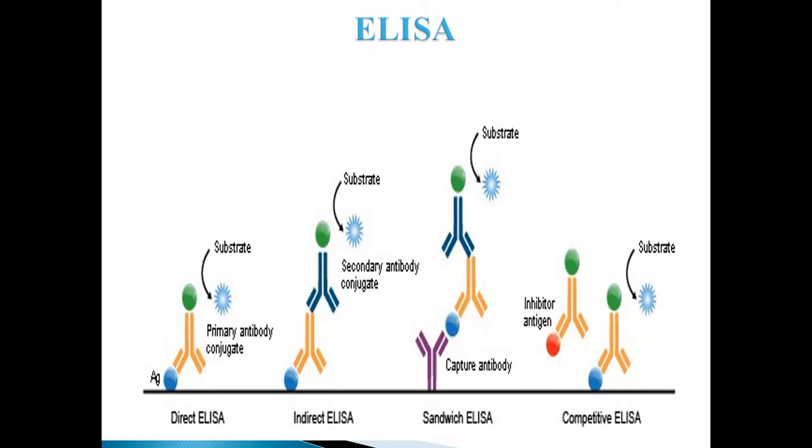Sandwich ELISA detects the antigen in test serum. It is so named because the antigen gets sandwiched between the capture antibody and the detector antibody. There are two types of sandwich ELISA, direct and indirect, depending upon whether the detector antibody is a primary antibody (direct) or secondary antibody (indirect).